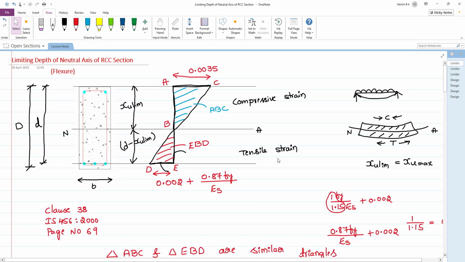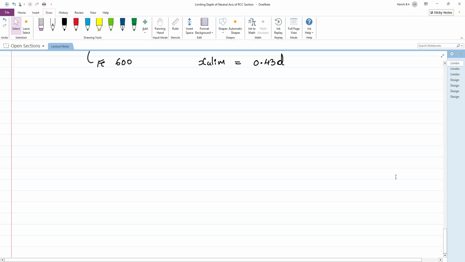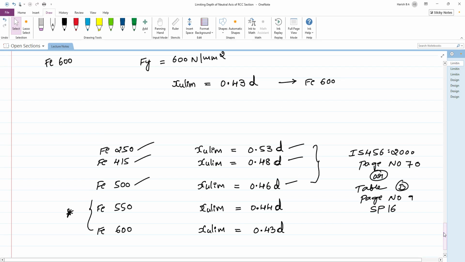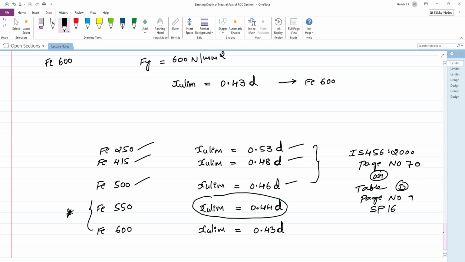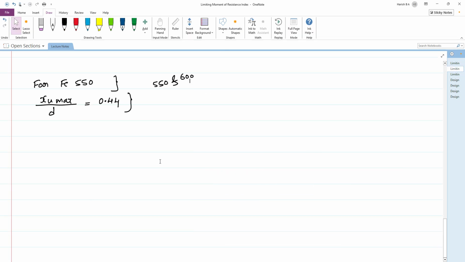So in the first lecture, see here. So for 550 grade, it is 0.44. So for 600 grade, it is 0.43. Clear? So XU max by D equals 0.44.